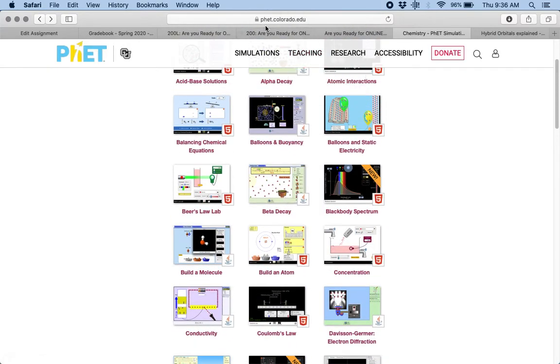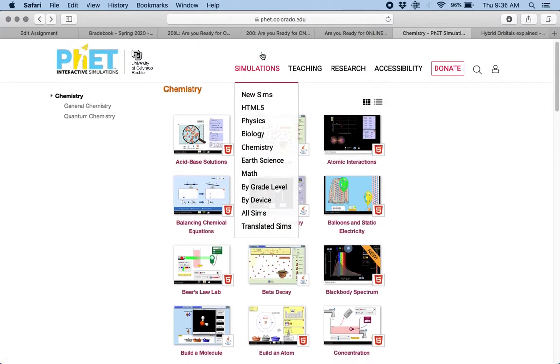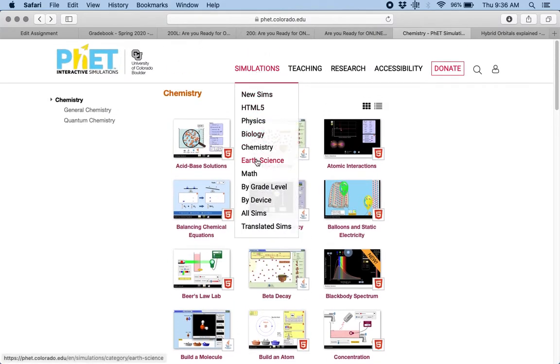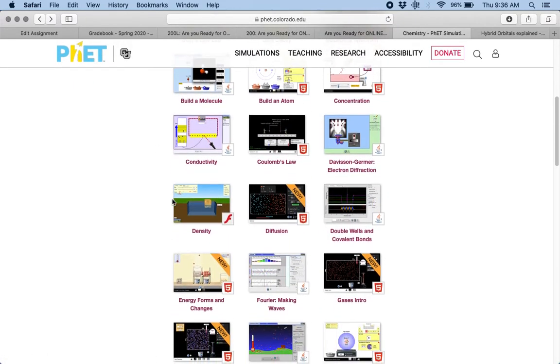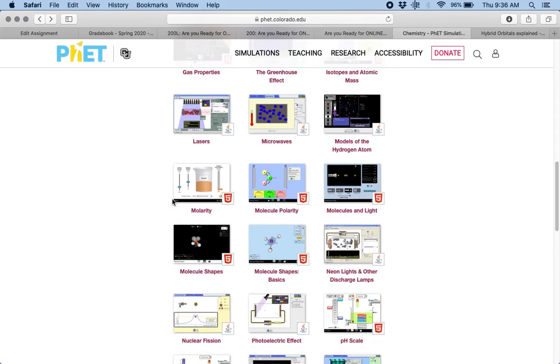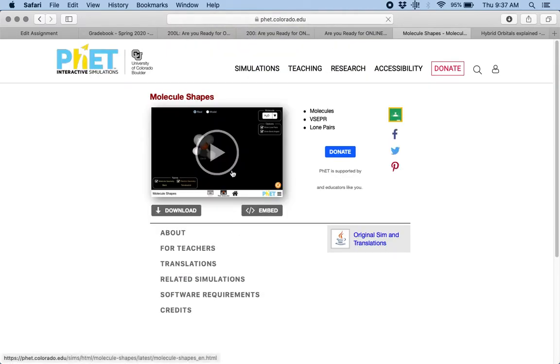So if you just Google PhET, P-H-E-T, it will be one of the first things that comes up. You can go onto their website, go to simulations, hit chemistry, and that will bring you to this site right here. Scroll down and we have two options available to you, Molecular Shapes and Molecular Shapes: Basics. I'm going to go straight to Molecular Shapes because this actually gives us more than the basics will give us. So you can click on Molecular Shapes and it'll take you to here.